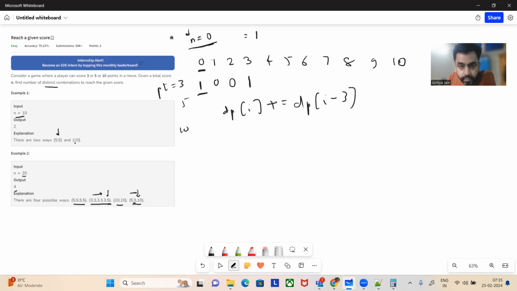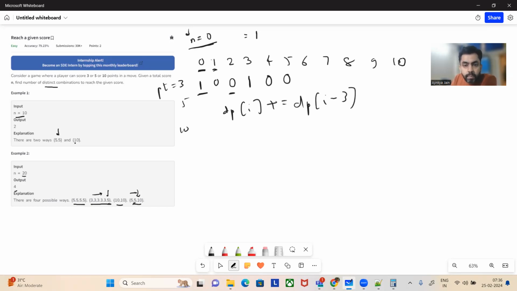Okay. For 4, right? dp of 4, dp of 4 minus 3. So what is dp of 4 minus 3? It is dp of 1, right? So it is going to be 0. Okay, it is going to be 0 only. For dp of 5, dp of 5 minus 3 is 2. So dp of 5 plus dp of 2, it is going to be 0 only, right? So first, initially all the array is initialized with 0. Okay, the array is initialized with 0.